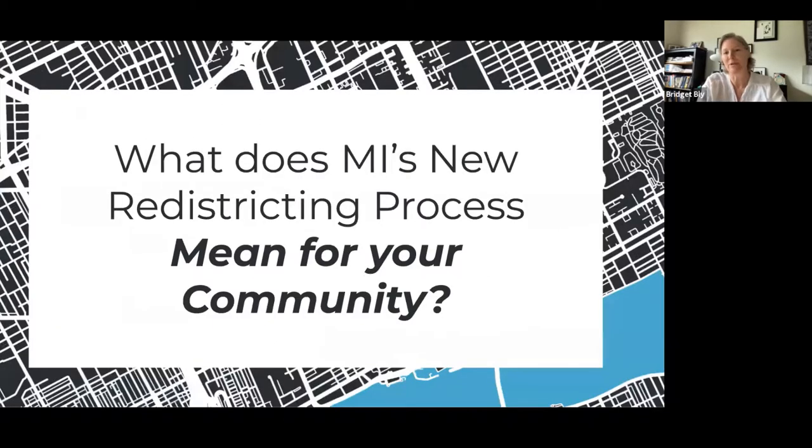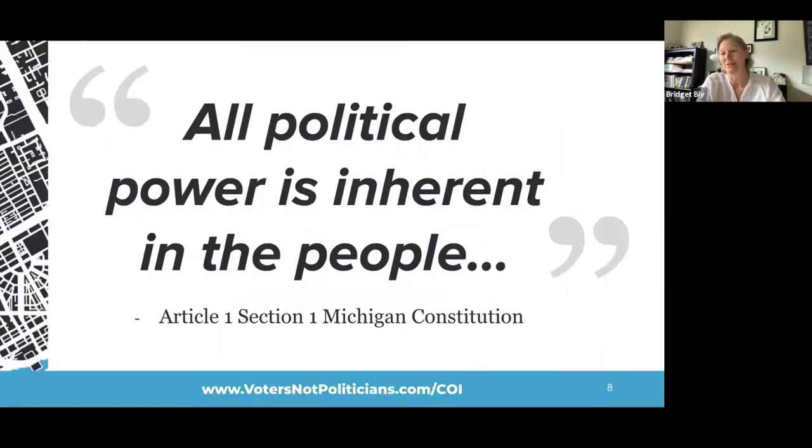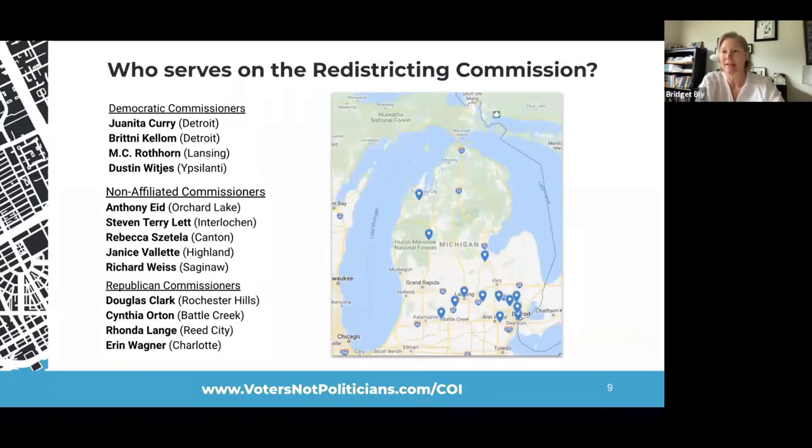So what does Michigan's new redistricting process mean for your community? Because of Prop 2 passing, we have a brand new process in place, and that new process is going to return more political power to the people, which is Article 1, Section 1 of the Michigan Constitution. Importantly, the new redistricting commission ensures that everyday citizens, not politicians, not lobbyists, are the people who will redistrict our state in a fair, impartial, and transparent way.